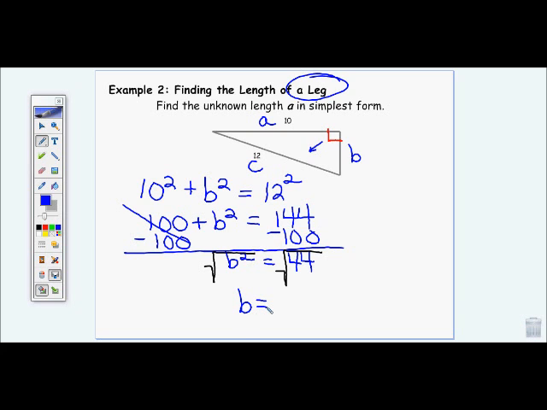And the square root of 44, I can't get a perfect square, so I'm going to say, well, 44 equals 4 times 11. And the square root of the perfect square 4 would be 2. So that missing side is 2 times the square root of 11. And we didn't have any measuring labels there, so we could just say units.